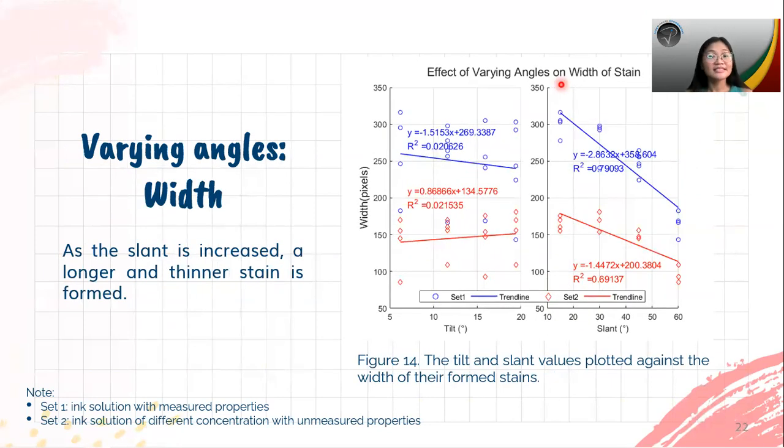Now, as the slant is increased, the volume of a drop is distributed downwards. Now, this results in a longer and a thinner stain as shown in this figure. Again, no conclusions can be made for the tilt.